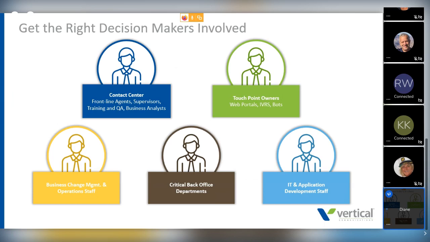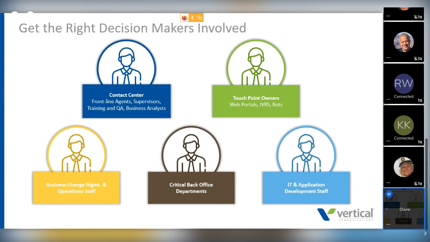You got the contact center itself, but that's not just the contact center managers. That's the frontline agents, the supervisors, the training and the QA people, and business analysts. Each one of those stakeholders within a contact center has a different perspective of what the customer experience is, and they need to be part of the process.